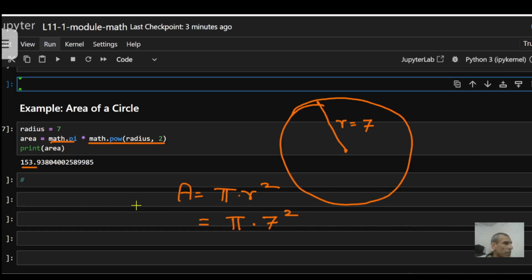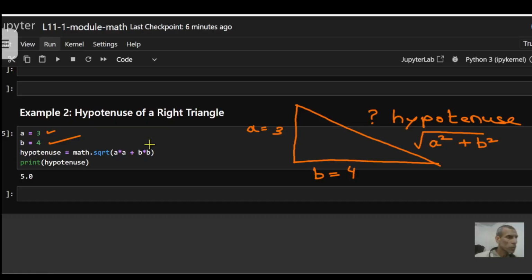Suppose you have to calculate the hypotenuse of a right angle triangle. Suppose this is one of your sides, a equal to 3, and this side b equal to 4, and this is your right angle triangle, and you have to calculate this right here. If you remember from your high school math, your hypotenuse is given by the square root of a square plus b square. You can actually calculate this using your math.sqrt function. So in this case, this will be my a square plus b square, and then I'm taking the square root of that. And when I print my hypotenuse, the answer comes out to be 5.